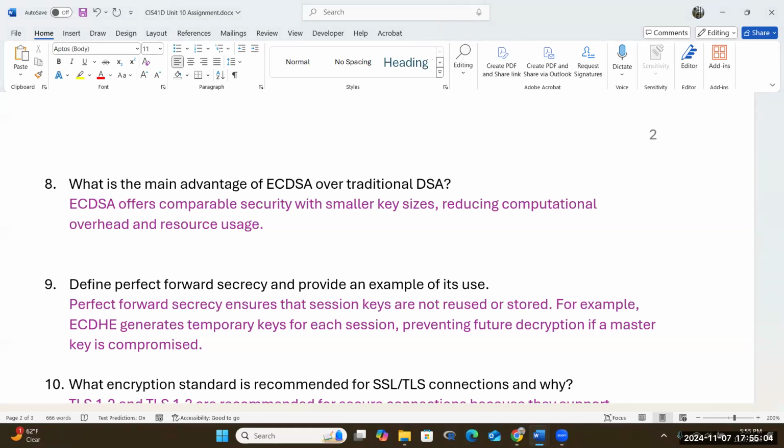An example of this would be your ECDH generates a temporary key for each session, preventing future decryption of the master key to be compromised. So it's harder to compromise the master key. So elliptic curve Diffie-Hellman encryption does this, right? And that's an example of your forward secrecy. It's a process for key exchange, and the keys are always going to be different.